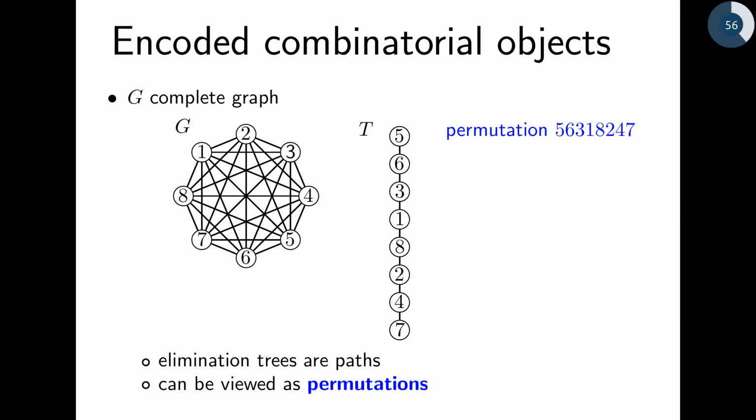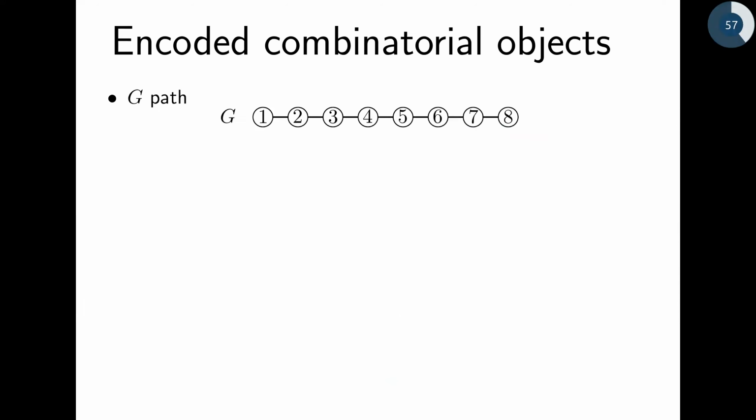And this path, of course, can be interpreted as a permutation. So it's just the linear extension of this path is just one permutation. So there's a one-to-one correspondence between elimination trees of the complete graph and permutations. So when I say that I want to generate elimination trees, then this in particular means that I can generate permutations. Let's look at another example.